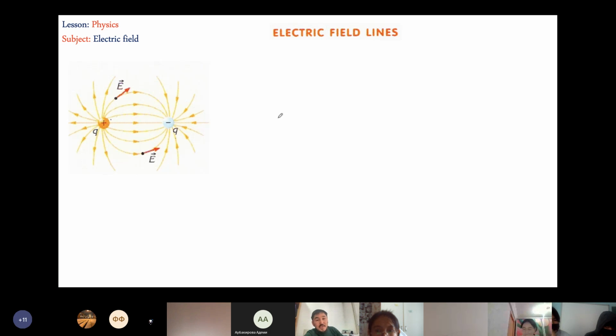And the electric field lines, of course, they will have their properties.